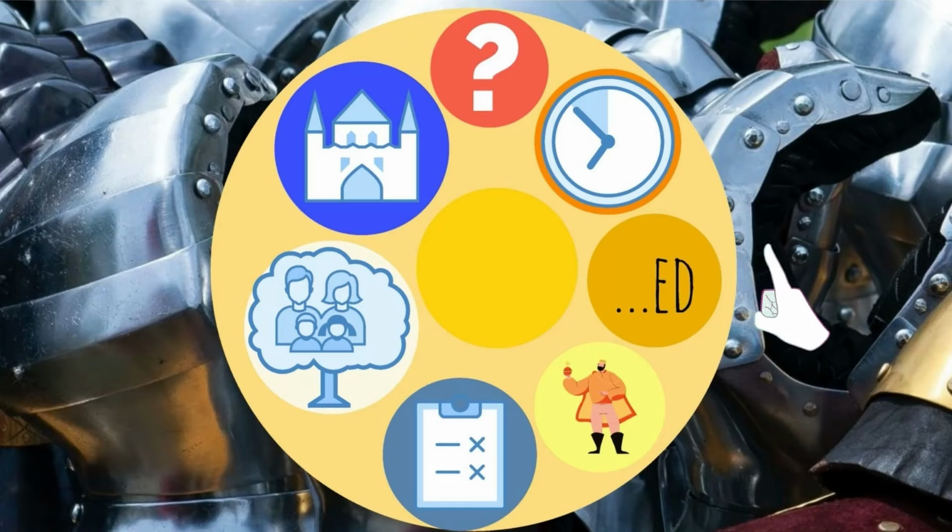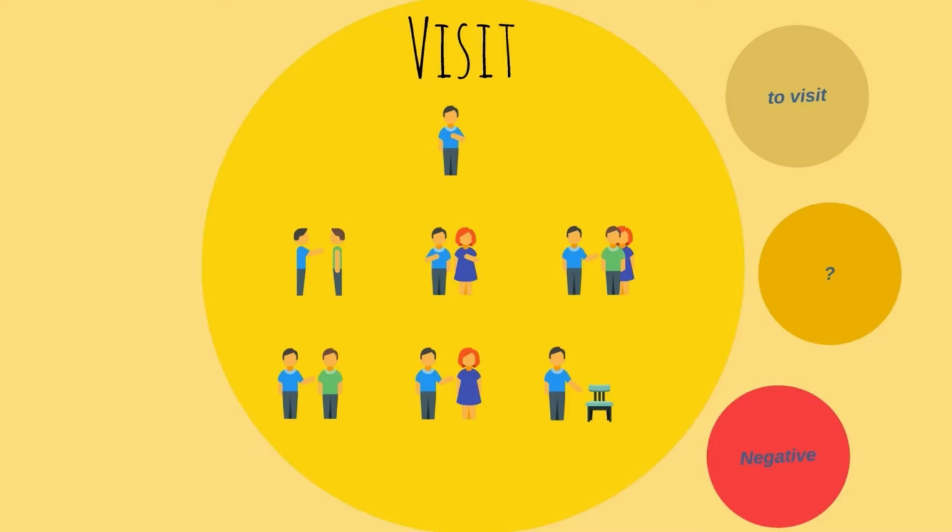Now let's focus on an action word in the past, a finished action word. Visit. Can you construct a sentence with the action word visit in the past?